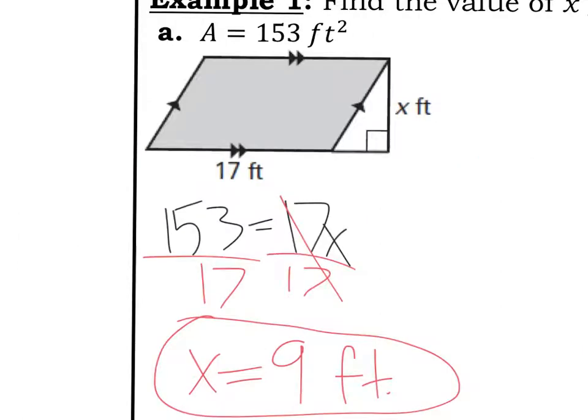In example A, I have a parallelogram and I have 17 feet going across at the base, and then the height is unknown. So it's just base times height. So 17 times x would equal 153. Just go backwards and divide. 153 divided by 17 gives me an answer of 9. So 9 feet is my height.